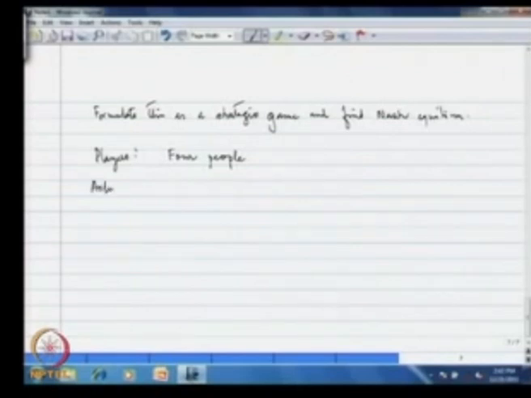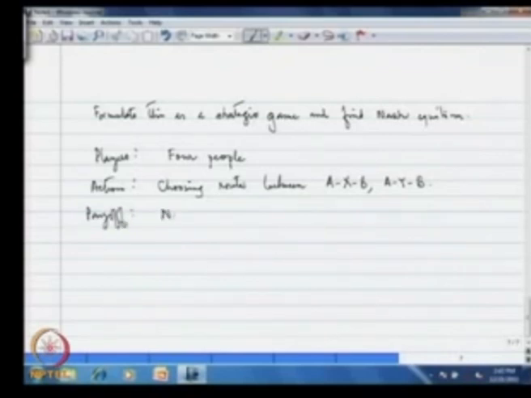Right? Actions, choosing routes, it could be between A, X, B or A, Y, B, and payoff, negative of total travel time. They want to minimize the travel time. Obviously, more time you spend on road, it is worse for you. We have to find out who is choosing what route, and that is the exercise.